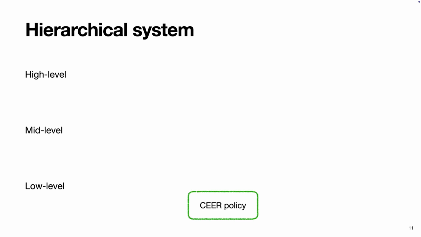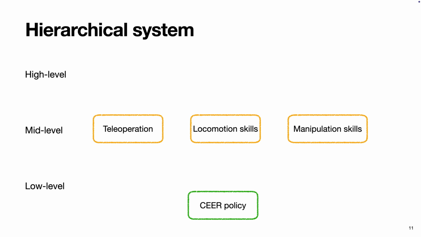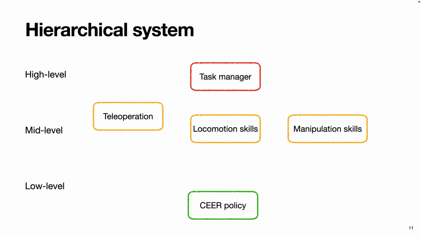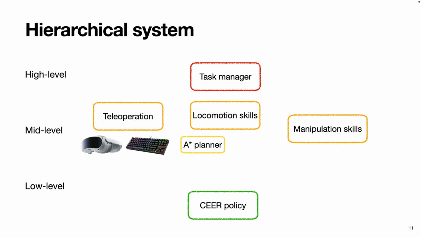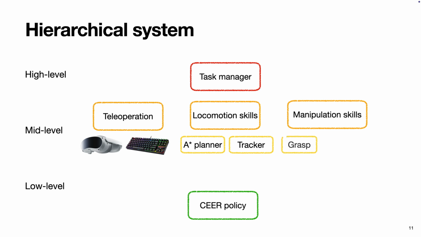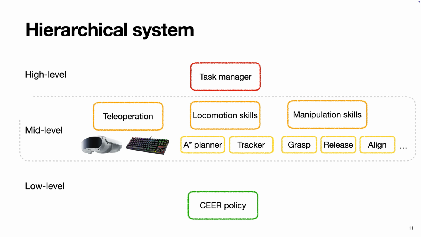Built on top of it, we develop different mid-level modules, including teleoperation, locomotion, and manipulation skills. At the top level, we use a large language model-based task manager as the high-level planner. For teleoperation, we provide both VR and keyboard interfaces. For locomotion, we use an A-star planner to generate a trajectory and a tracker to convert it into root commands. For manipulation, we include skills such as grasping, releasing, and alignment. These skills can be programmed, learned, or powered by foundation models. Although these modules are very different in form, they all output the same unified End-Effector and root command, which can be directly consumed by the low-level Seer policy.